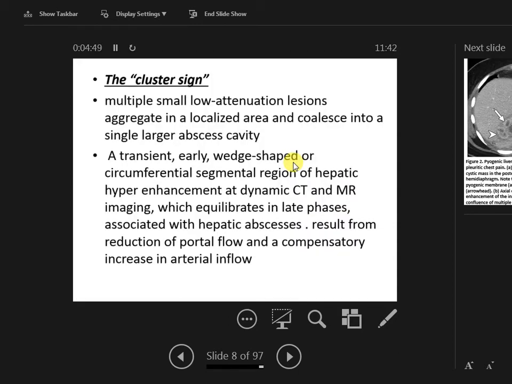The other sign is the cluster sign. Multiple small low attenuation lesions aggregate in a localized area and coalesce into a single larger abscess cavity. The other sign is a transient early wedge-shaped or circumferential segmental region of hepatic hyperenhancement at dynamic CT and MRI, which equilibrates in the late phase, associated with hepatic abscess. This results from reduction of portal flow and compensatory increase in arterial inflow to the area.